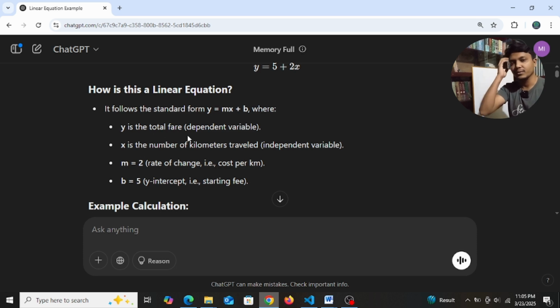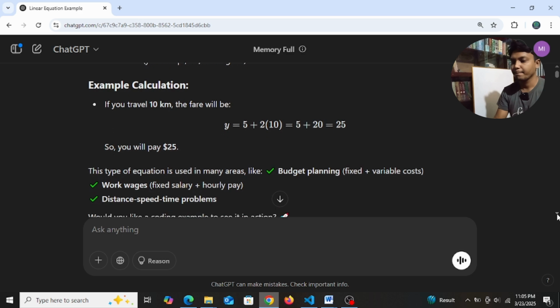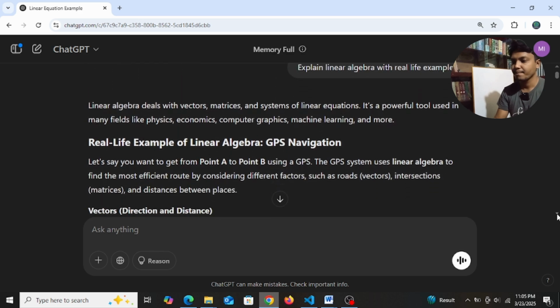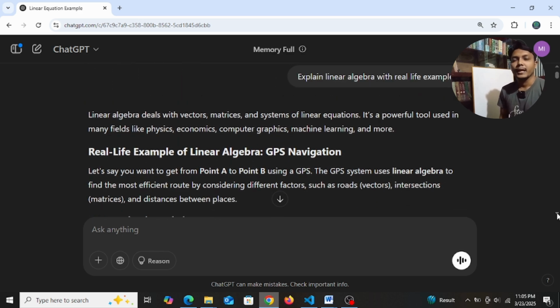Sometimes you can pause the video and if you want you can read the screen, right? Okay, explain linear algebra with real life example.